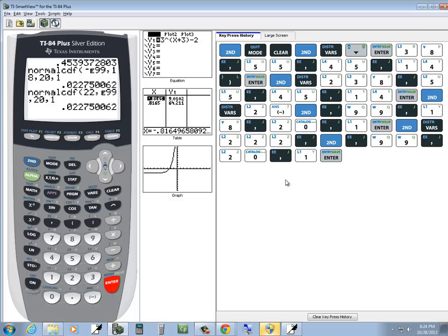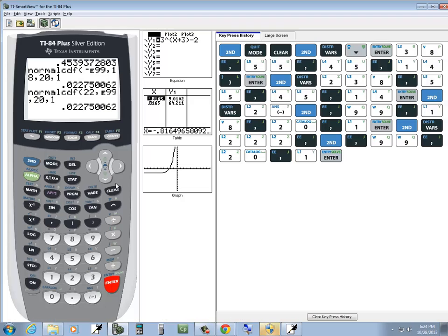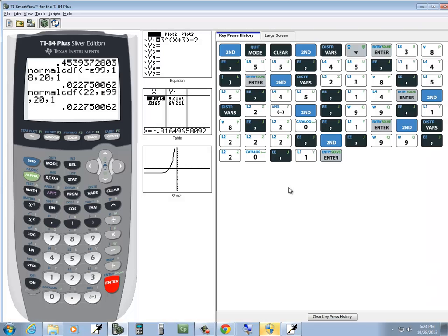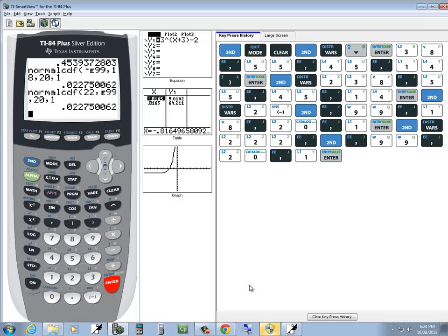0.02. That doesn't leave me feeling real good. 28. Negative E99, 18, 20, 1. 22, E99, 20, comma 1. Huh, interesting.